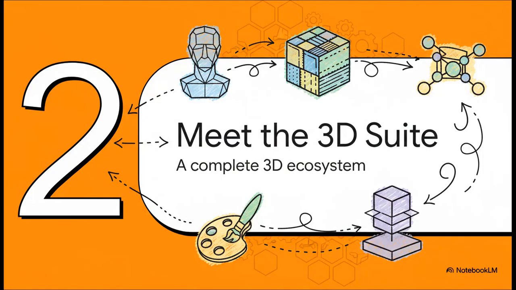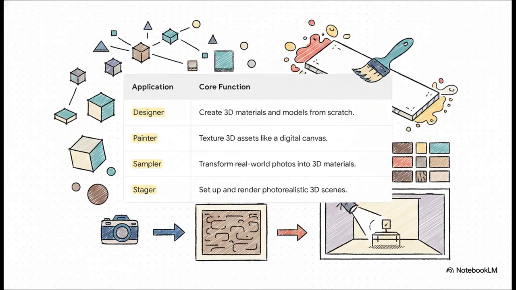So what is the Substance 3D suite, really? Well, it's not just one program. Think of it more like a complete, interconnected ecosystem of 4 core applications. Each one has a very specific job, but they're all designed to work together perfectly. This table here kind of breaks down the whole workflow. You've got Designer, where you create your fundamental building blocks, your materials, and even some models. Then you jump over to Painter, which is like your digital paintbrush, where you bring those assets to life. Sampler is your bridge to the real world, turning photos into usable 3D materials. And finally, there's Stager, which is your virtual photo studio, where you pull it all together for that perfect final shot.